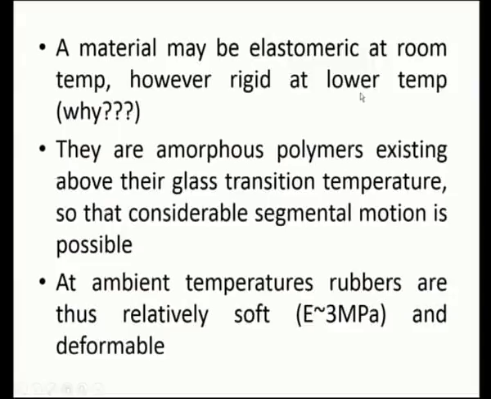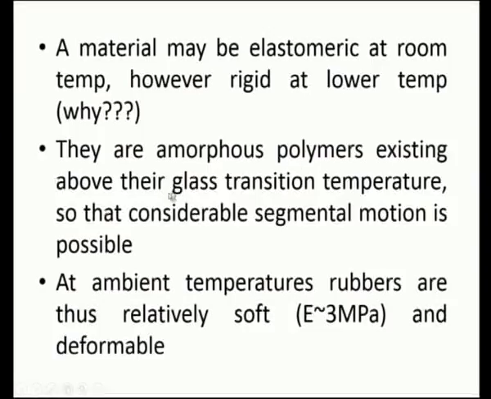A material may be elastomeric at room temperature, however rigid at low temperature. Like a rubber material, if you keep it at room temperature, it looks like an elastomer. If you keep it in a freezer, it becomes a rigid material, and if you do any activity under low temperature, it will break.